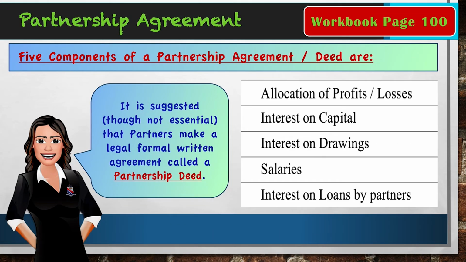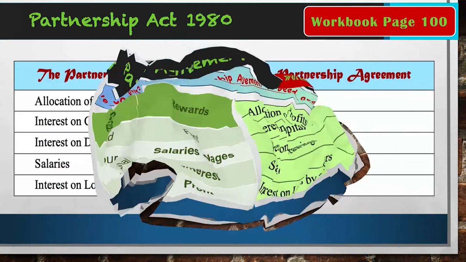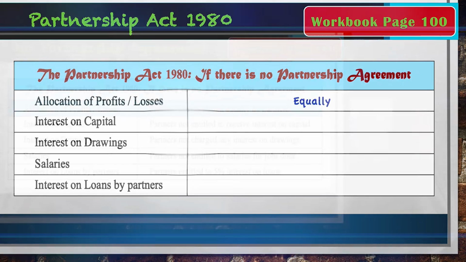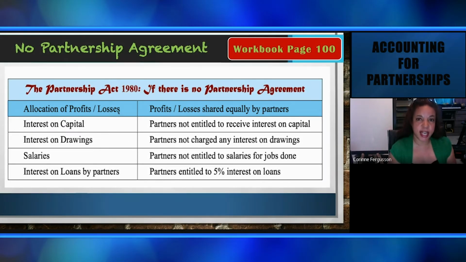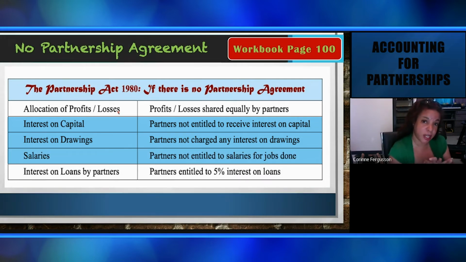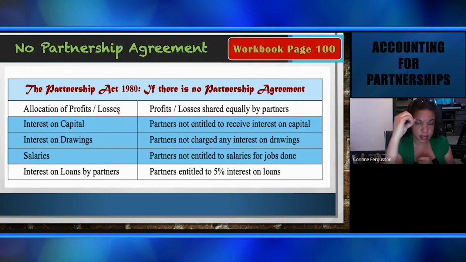So let's just go through the first four. These are the most popular. If you do not state how you're going to share the profits, it is equal. If you do not state that there should be interest on capital, interest paid on drawings, or salaries for a partner that is working his tail off, nothing, zero. This is the law, Partnership Act, law, zero.